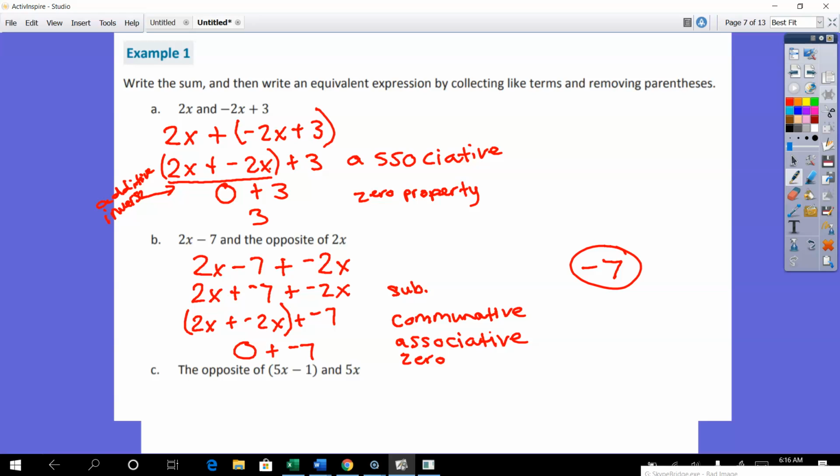Okay, so the opposite of 5x minus 1. So it's the opposite of this whole thing. We're taking away the whole thing. We're doing the opposite of everything that's there. So we learned that in our last lesson. The opposite of something in a group, we can just put that negative sign on the outside. It's the same as multiplying by a negative 1. Okay, and that meant the same thing. Negative 1 times 5x minus 1 is the same thing as that. Okay, so and 5x.